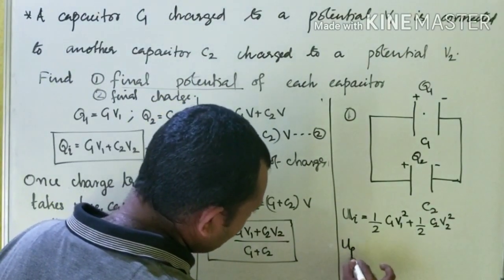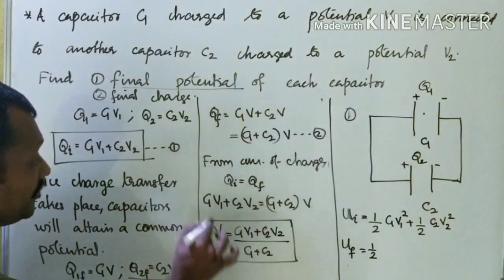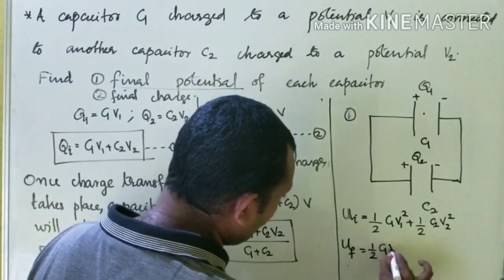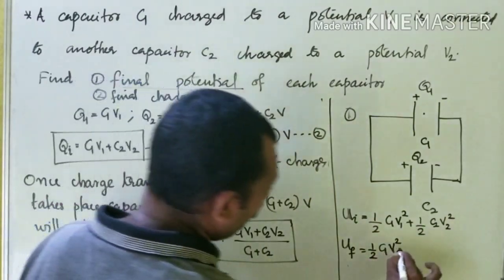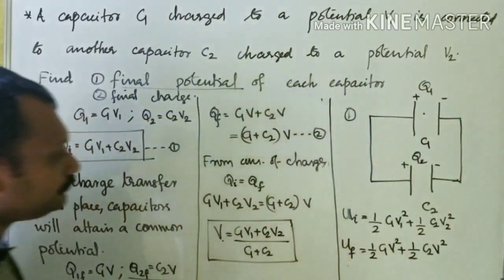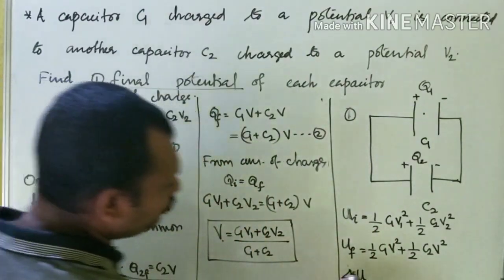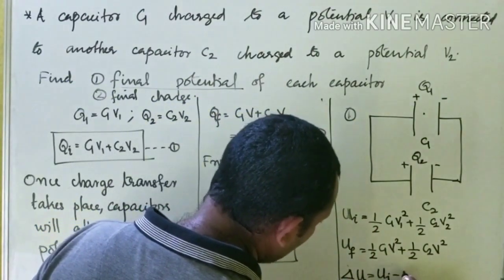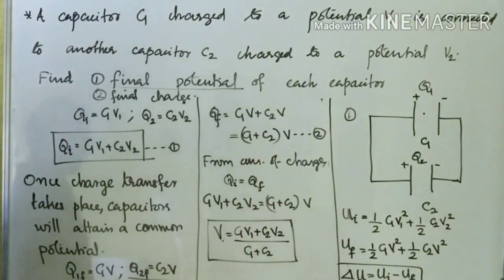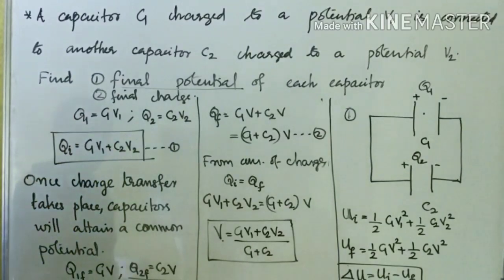Now what is the final energy of the system going to be? Final potential on each capacitor is V. So energy on the first capacitor will be half C1 V square plus half C2 V square. Then what is the loss of energy? If delta U represents the loss of energy, this will be equal to Ui minus Uf. You can substitute for V from this expression and take the difference, then you will get the answer.